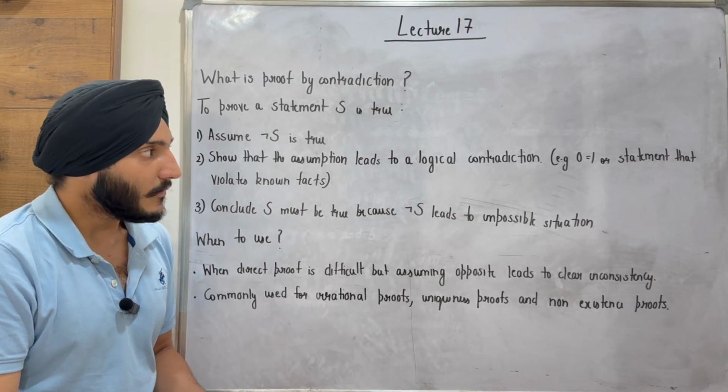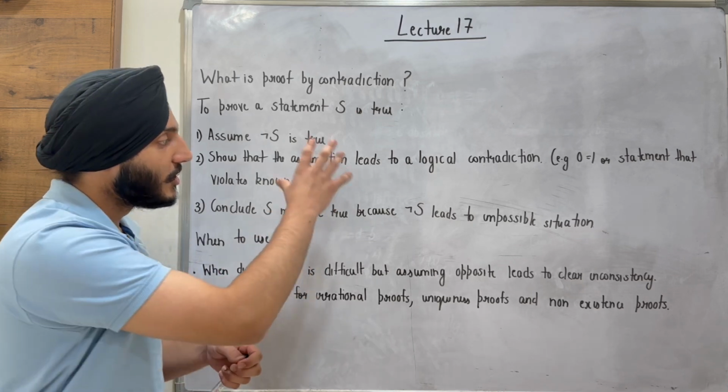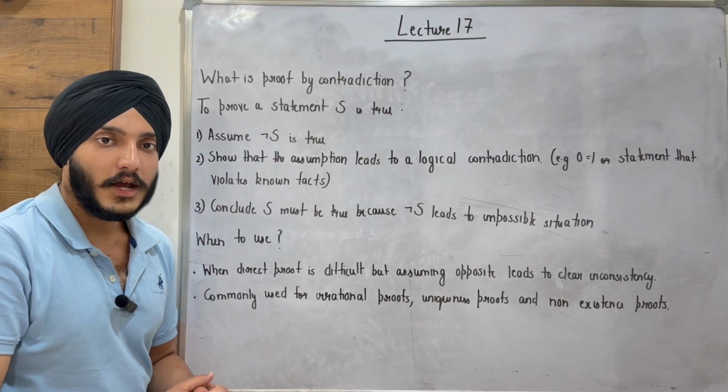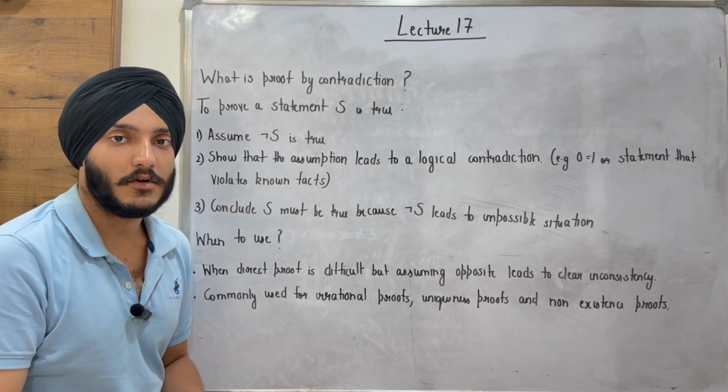I hope you understand the basics of what proof by contradiction is and the logical flow we follow to solve a proof by contradiction. Now let's take a look at two basic examples, and then I'll be giving some questions for you guys to solve.